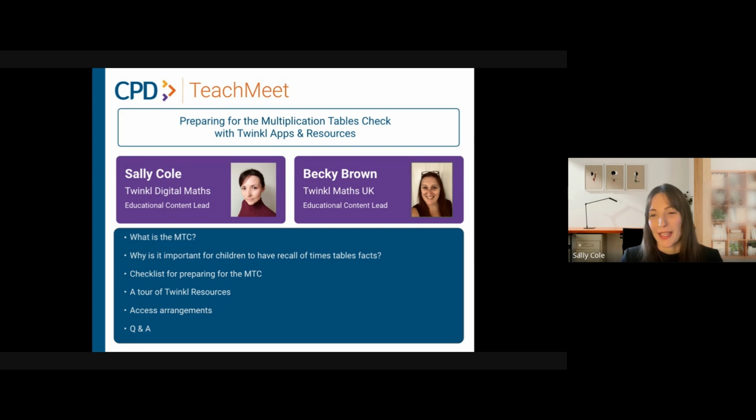So she's got some amazing resources that she looks after on site. And then I'm going to introduce you to our new app. And then we're going to talk a little bit about access arrangements. And then if we've got time, and I'm sure we will, we're trying to not take up too much of your time this evening. We'll have time for a Q&A.